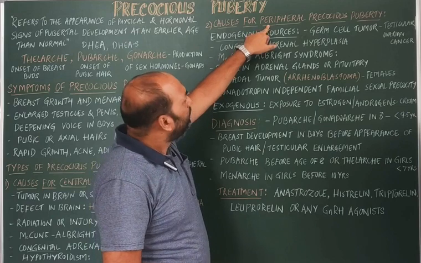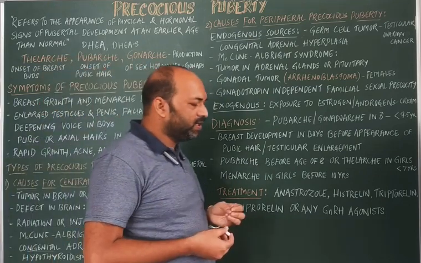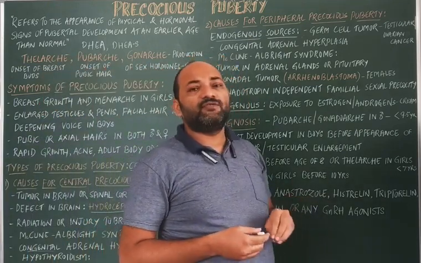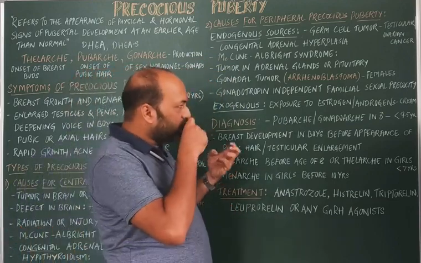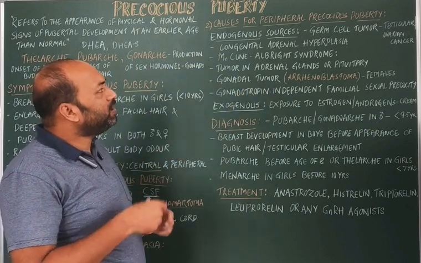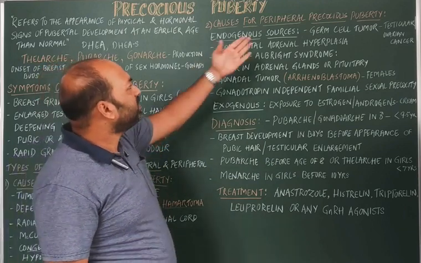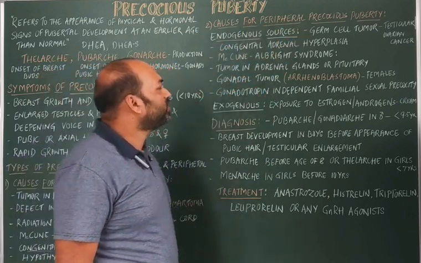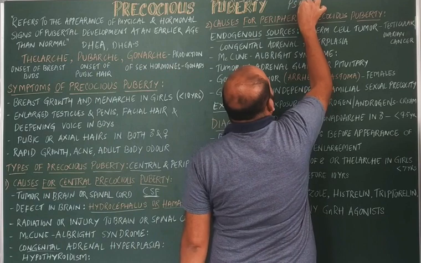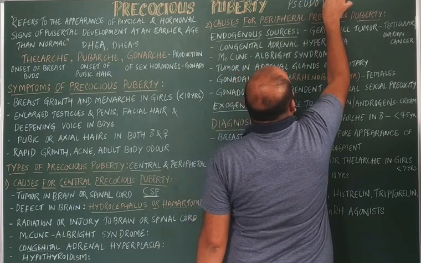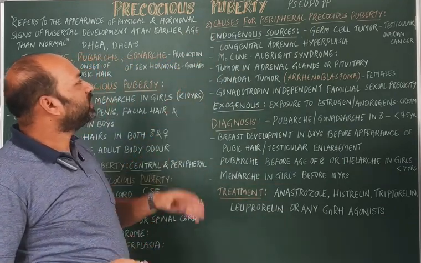So peripheral precocious puberty refers to the sexual development by an individual which is being influenced by the sex steroids which are being secreted from, or being received from, abnormal sources. So when the sex steroids are influencing, that results in peripheral precocious puberty, which is also called pseudo precocious puberty. Okay.